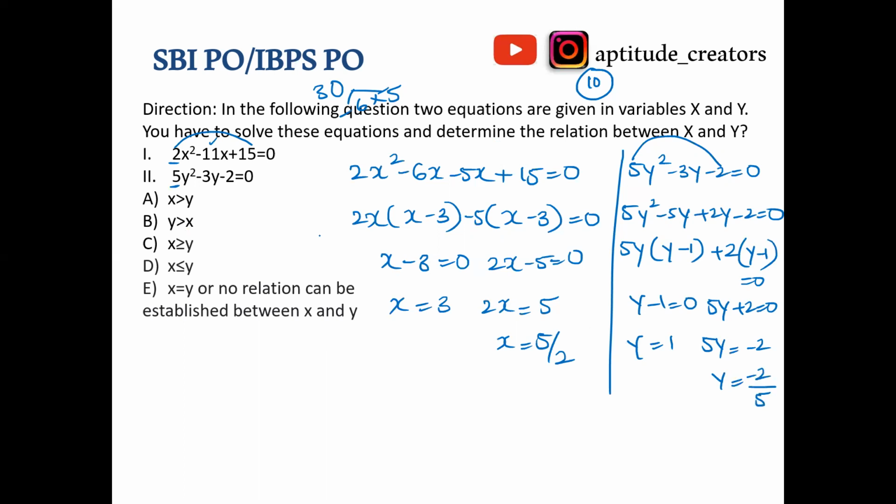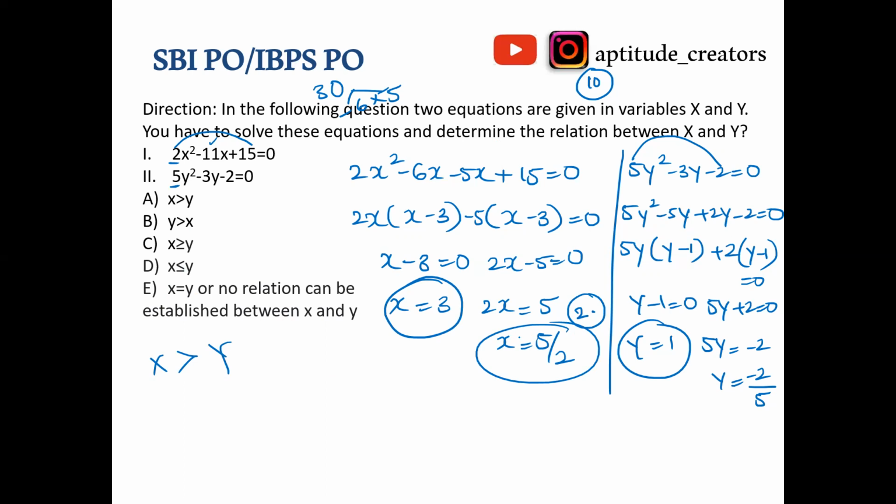Now what I have to do finally, I have to compare the values, correct? Now here x is equal to 3 and y is equal to 1. We can say x is greater when compared to y. Now x is equal to 5 by 2. 5 by 2 means a fraction. In fraction you will get 2 point something, correct? Comparing with x is equal to 2 and y is equal to 1, definitely we can say x is greater when compared to y.